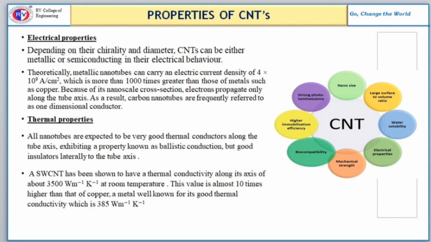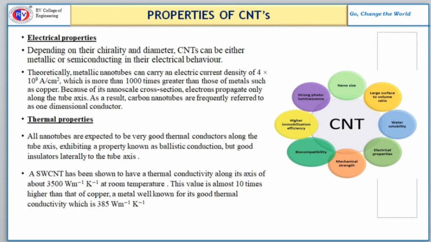Because of its nanoscale cross section, electrons propagate only along the tube axis. As a result, carbon nanotubes are frequently referred to as one-dimensional conductors. Now heading towards the thermal properties, all nanotubes are expected to be very good thermal conductors along the tube axis, exhibiting a property known as ballistic conduction, but good insulators laterally to the tube axis.